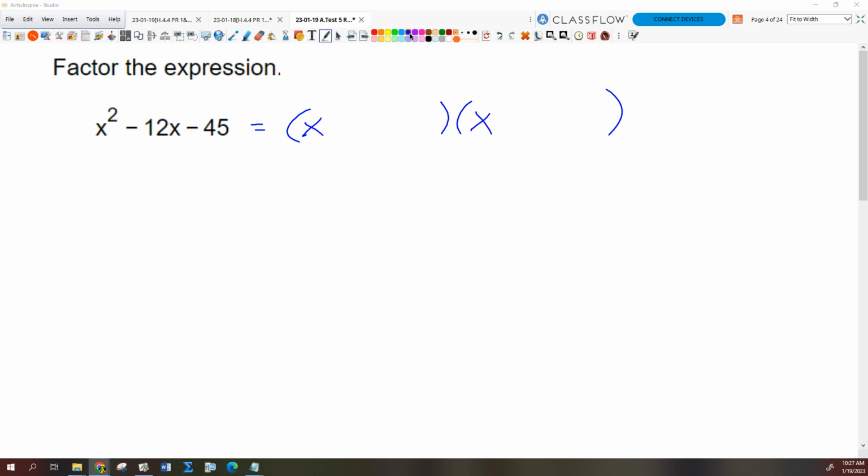Now I've got to find magic numbers, right? Call them M and N. What do they have to multiply to? What's their product equal? Negative 45. And what's their sum equal to? Negative 12. What would the signs be if they multiply to a negative? Negative, positive, and they add to a negative, so the negative must be bigger. What would those numbers be that multiply to negative 45 and add to negative 12? Yeah, there you go. Negative 15 and positive 3, and that's it.